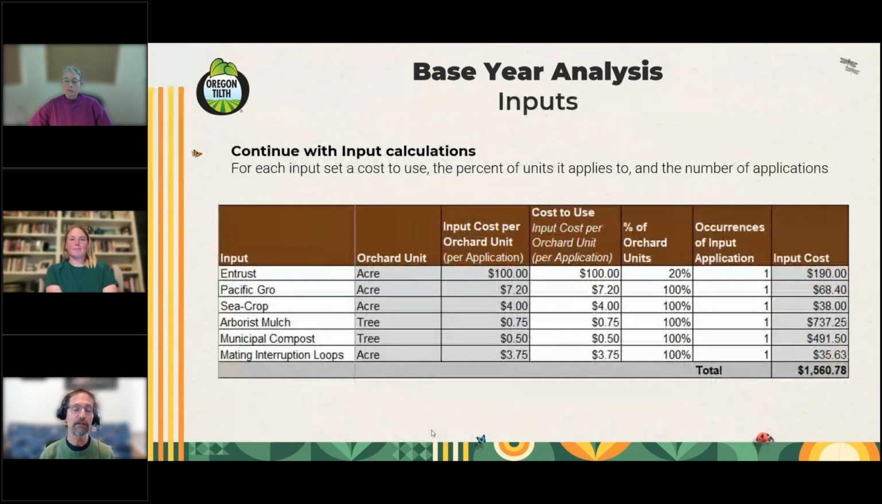Okay, and as far as inputs go, there's a separate section in this worksheet for entering the information around inputs. It's a very similar process. List out all the inputs by picking them from the drop-down lists, adjust the cost to use or just use the calculated one, and then indicate the percentage of orchard units that it was applied to and whether it was applied one time or more than one time. The tool will then calculate the input cost for each of the inputs and total up the value down at the bottom of the table.